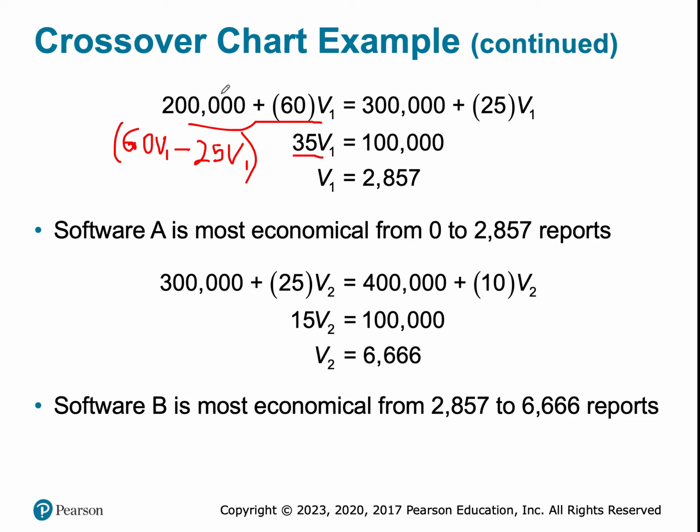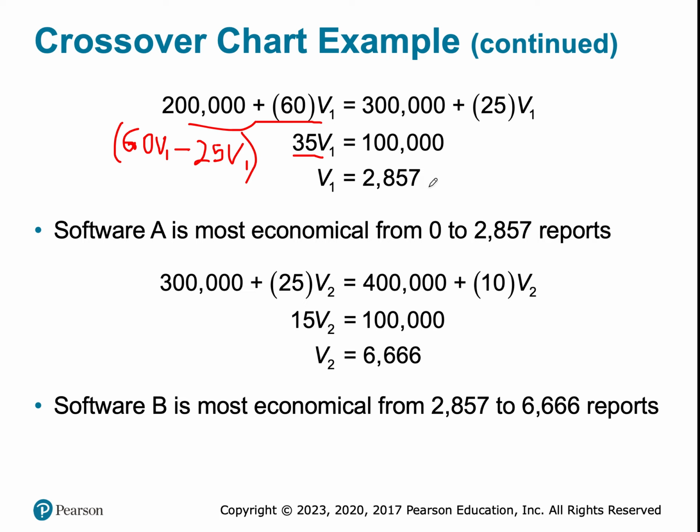And then you bring this 200,000 to the right. It will now be minus when it goes to the right, because this is normal arithmetic. 300,000 becomes 300,000 minus this 200,000, which becomes 100,000. So you divide both sides by 35, you get 2,857.